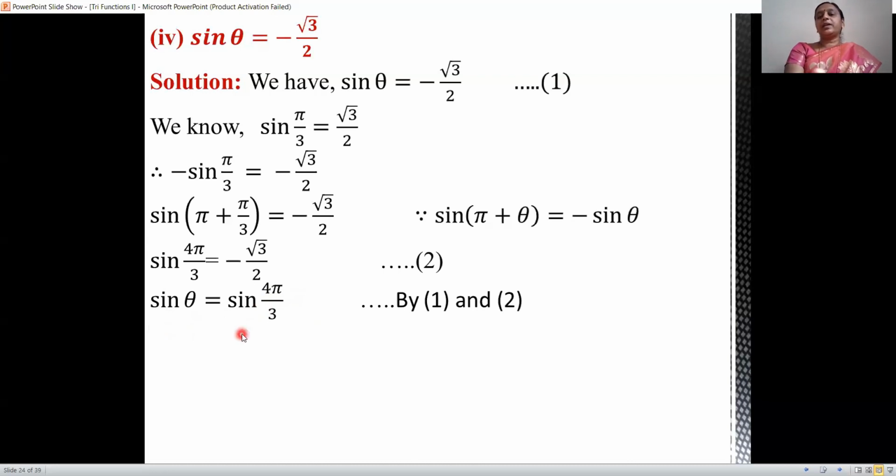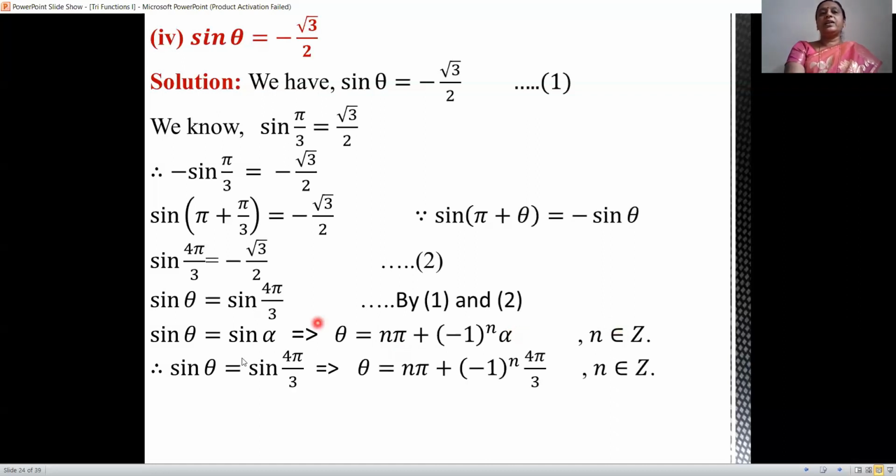If the function is of the type sine theta is equal to sine alpha, then what will be the general solution? According to our remark or our theorem, sine theta is equal to sine alpha implies that the general solution will be theta is equal to n pi plus minus 1 raised to n into alpha, where n belongs to Z. Then what we will get? We will get sine theta is equal to sine 4 pi by 3 implies theta is equal to n pi plus minus 1 raised to n into 4 pi by 3, where n belongs to Z.